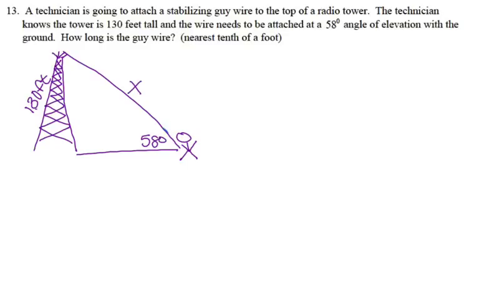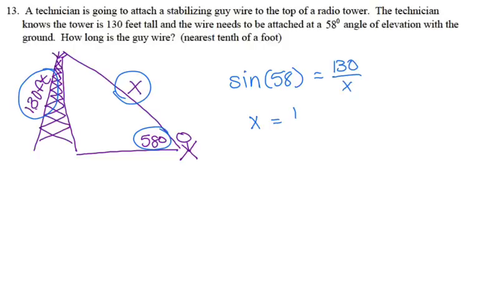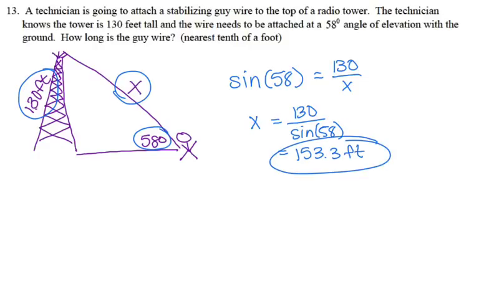So if I look at my triangle, I have this angle, that is my opposite, this is my hypotenuse, so I can use sine. So I have sine of 58 equals 130 over x. Cross multiply, x equals 130 divided by sine of 58, which is about 153.3 feet. All right, so the wire is about 153.3 feet long.